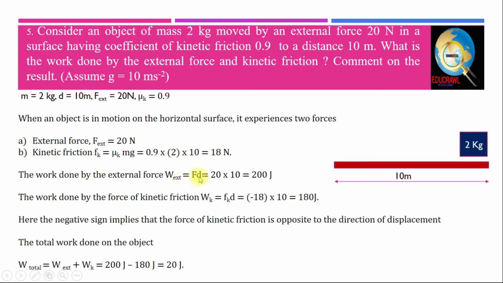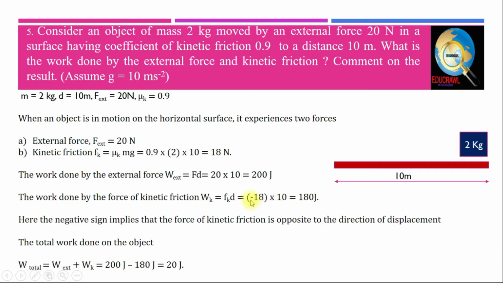The work done formula is F into d. So to find the work done by the external force, we take the external force value, which is 20 Newton. So 20 into 10 will be 200 Joule. Now to find the work done by the kinetic friction, you have to substitute the kinetic friction force, which is 18. So you substitute 18 into the displacement, which is 10.